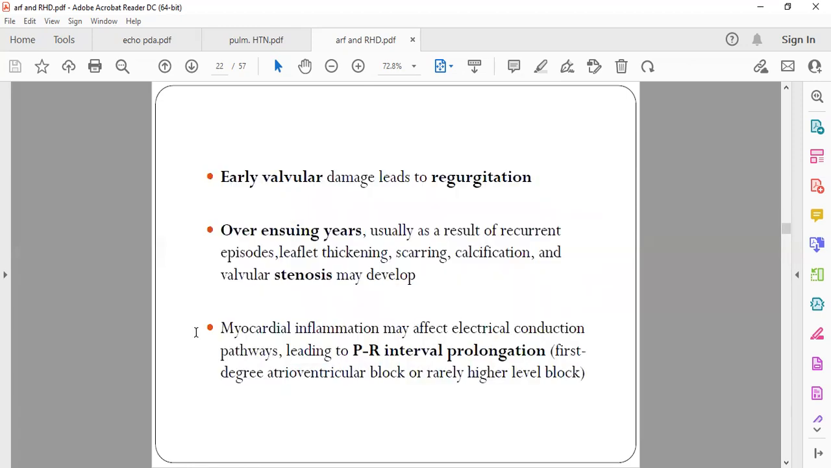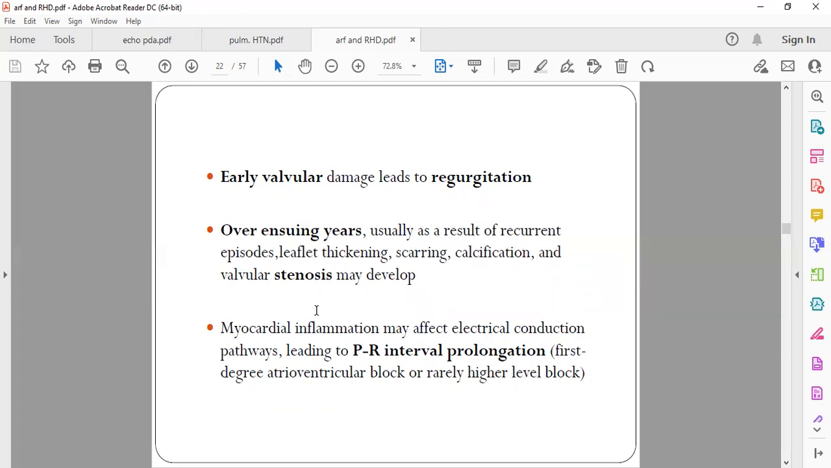If there is early valvular damage, at that time it will not let the two leaflets get opposed properly and leads to mitral regurgitation. As the disease progresses, there is thickening of the leaflets of the valve, scarring, and calcification. All these things lead to narrowing of the space, leading to valvular stenosis.